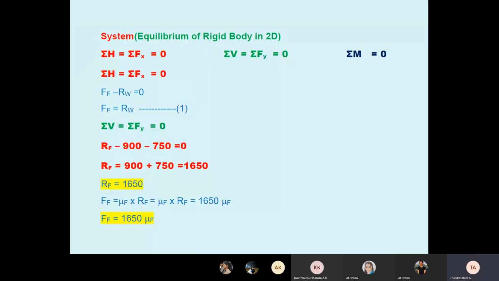RF equals 1650. But generally we know the general formula, F equals mu into R. Therefore FF equals mu F into RF. We want mu F, just to keep it. They ask mu F only. So FF equals 1650 mu F. Okay.